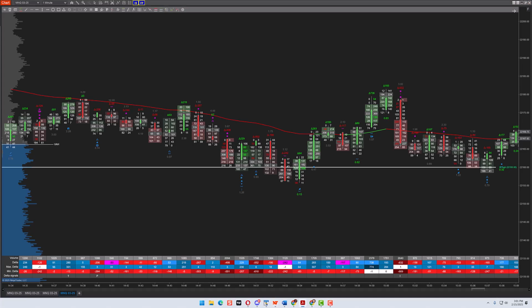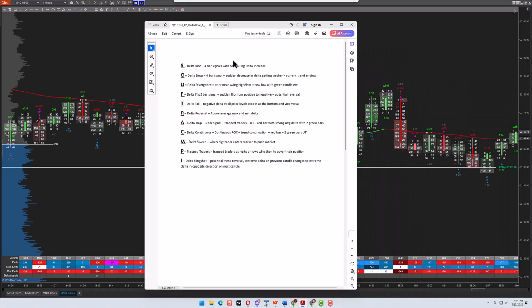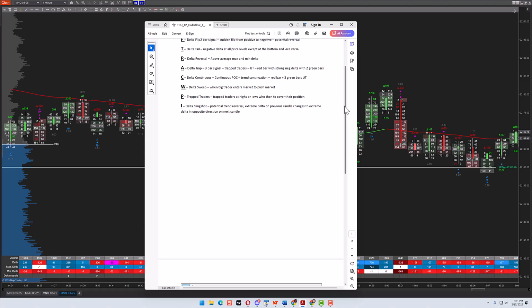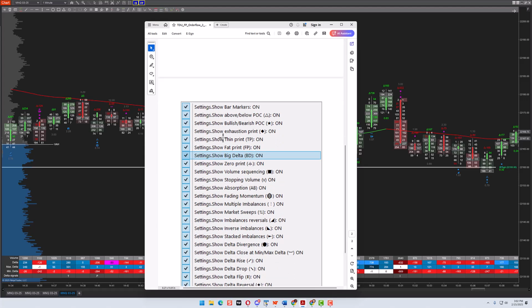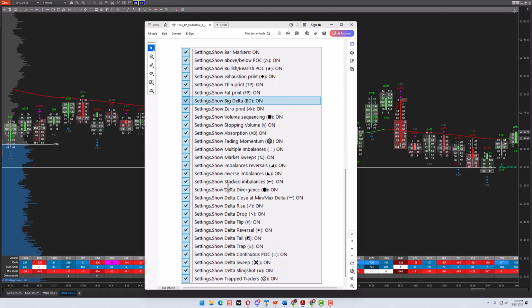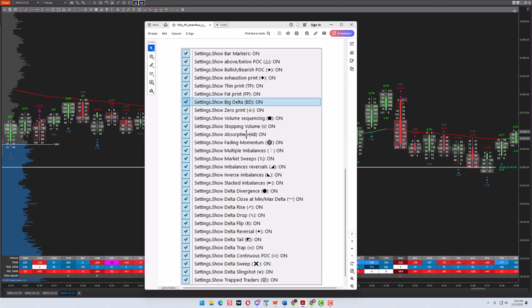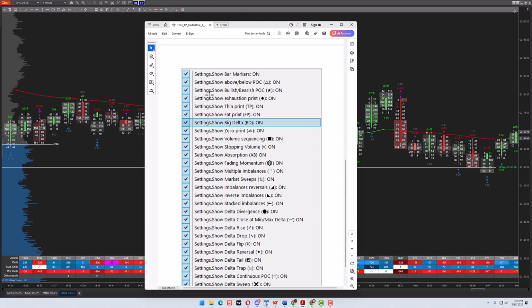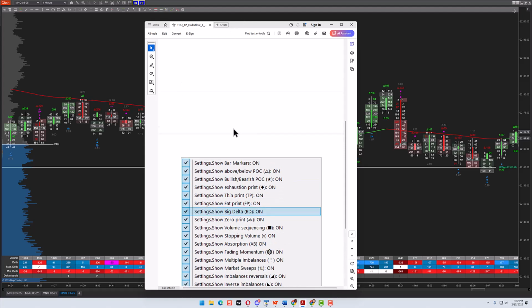Well, this is right within our Discord. Let me bring this over here. All of the abbreviations are in this, and this is actually just a 2-page PDF where you can get all of the bar stats and all the markers, as to what they are. So you're going to remember, what was that square again? Oh yeah, volume sequencing. What was that snowflake? Oh yeah, fading momentum. So all of that stuff is here, as well as all of the delta signals.